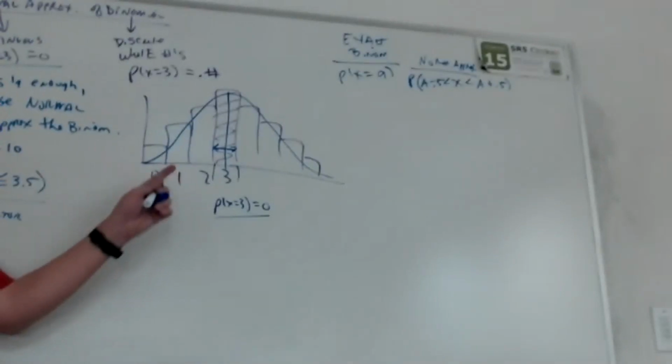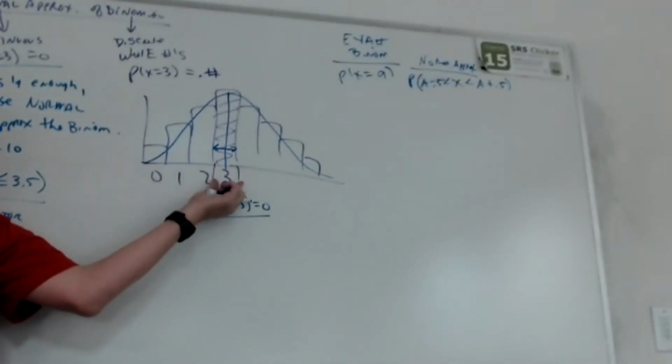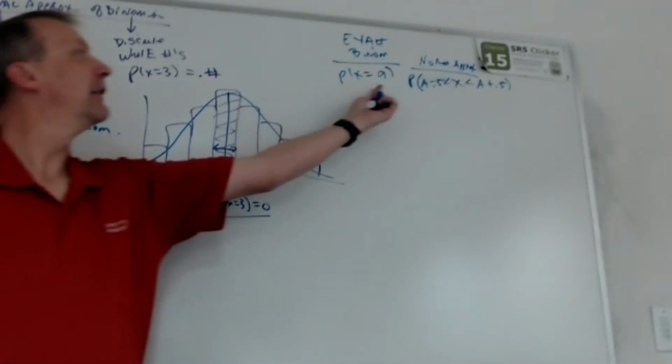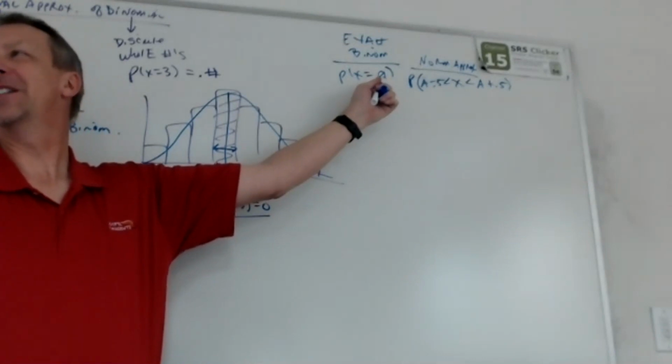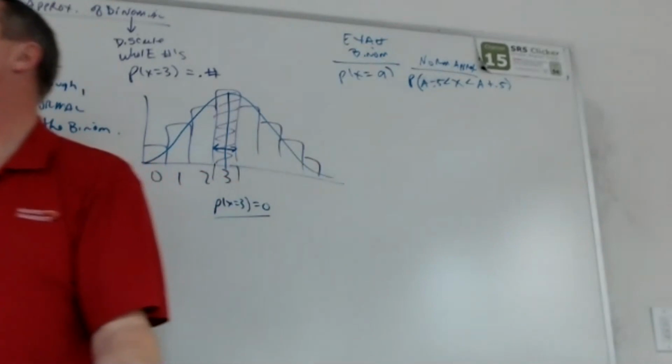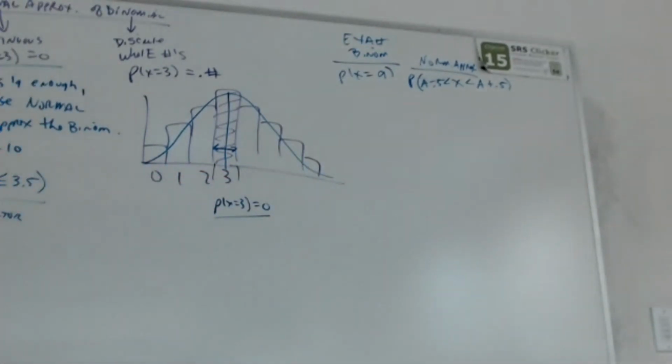Because once again, going back to my picture here, I've got to give it some space, okay? I'm going to add and subtract a half to whatever my value is, if this is 3 or 2 or whatever it is. Now, why am I doing that? Because I'm trying to use a continuous distribution to approximate a discrete distribution. Okay? So I only do it in this case.